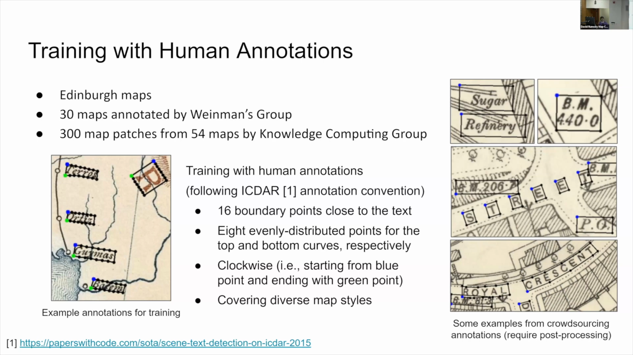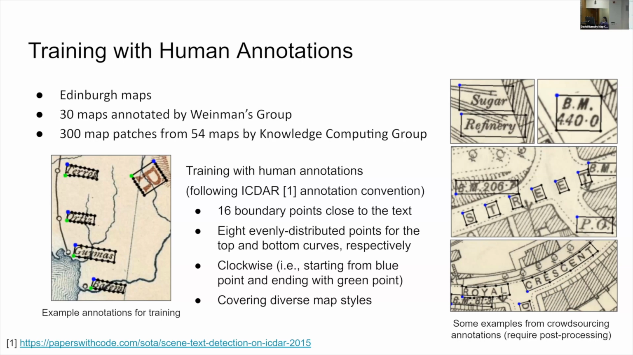And the second one is 30 maps annotated by Wayman's group. It has 9 styles of maps. And from our group, we also annotated 300 map patches from 54 maps because we want to see how the model performs on more diverse maps. But these maps are all used for testing.